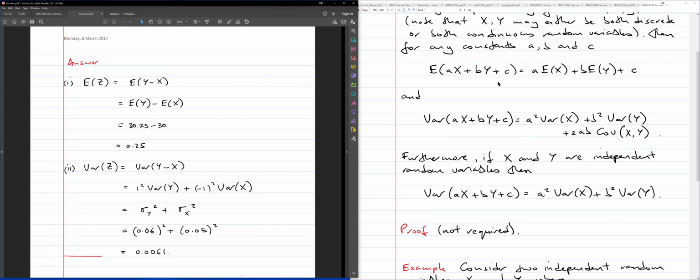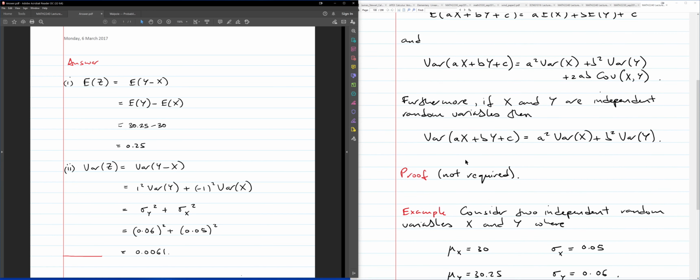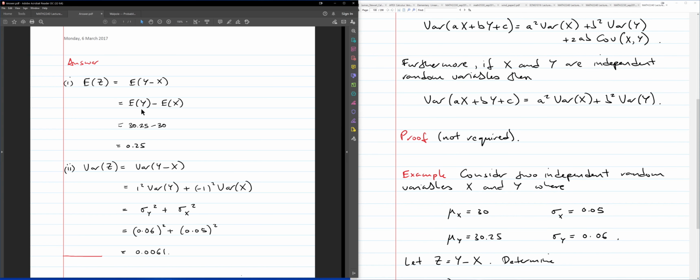Using this, I get the expected value of z is equal to the expected value of y minus x, which is the expected value of y minus the expected value of x. Now I just put in the information that's given to me. The expected value of y is 30.25, the expected value of x is 30, therefore the expected value of z is the difference of these, which is 0.25.